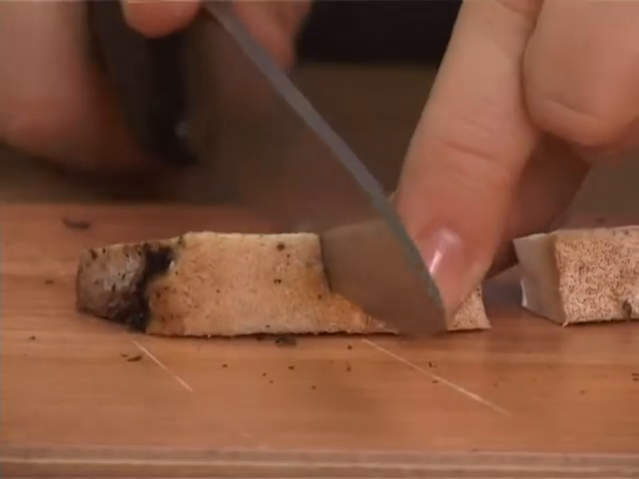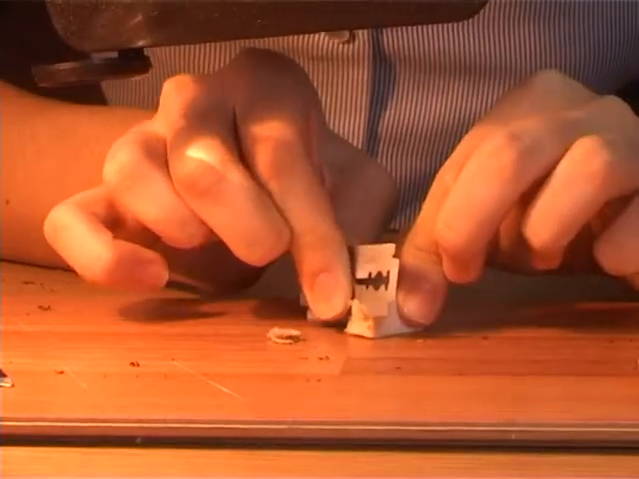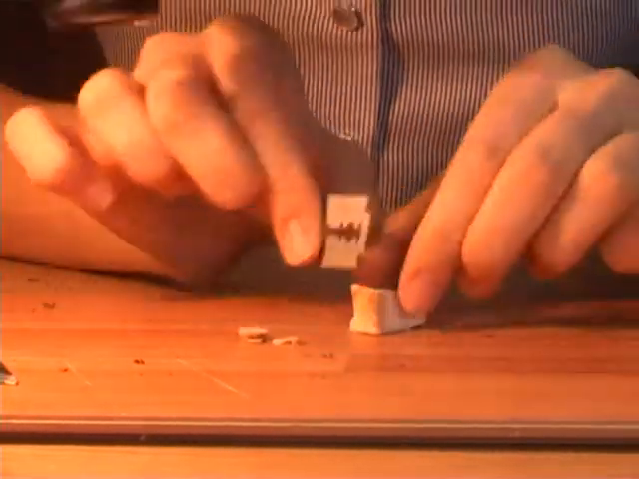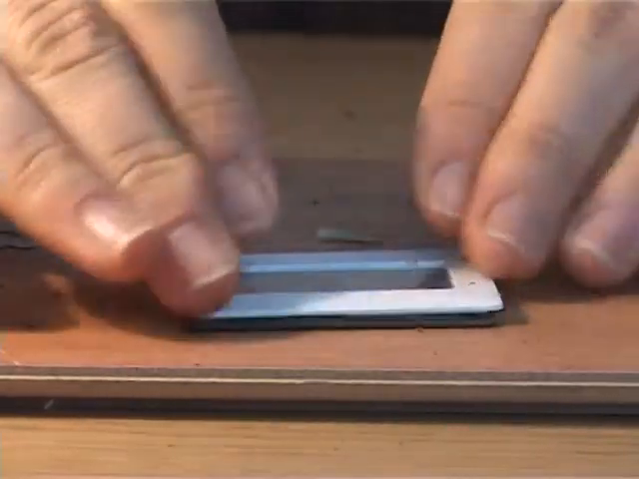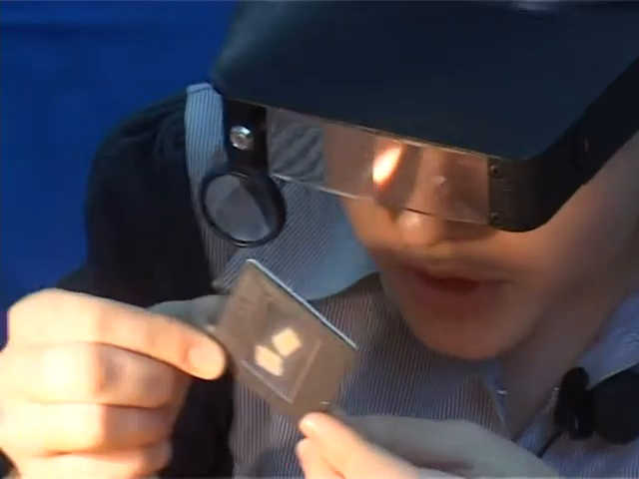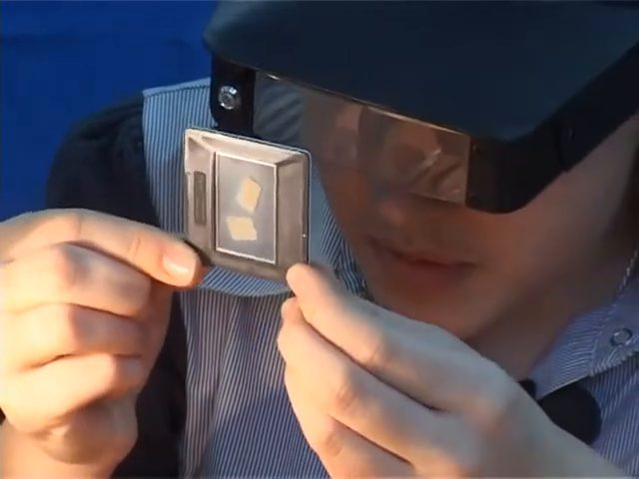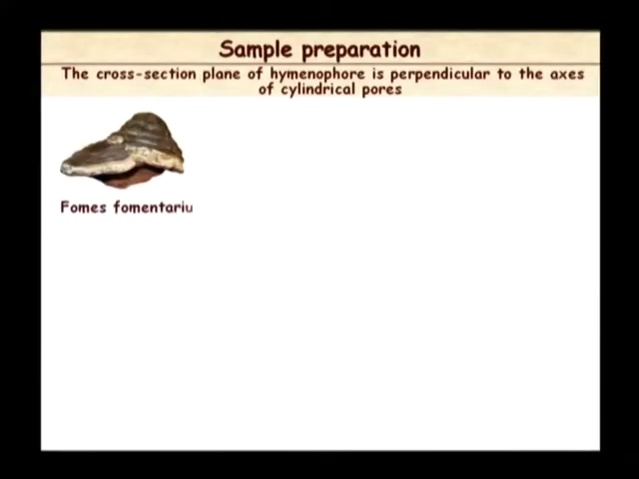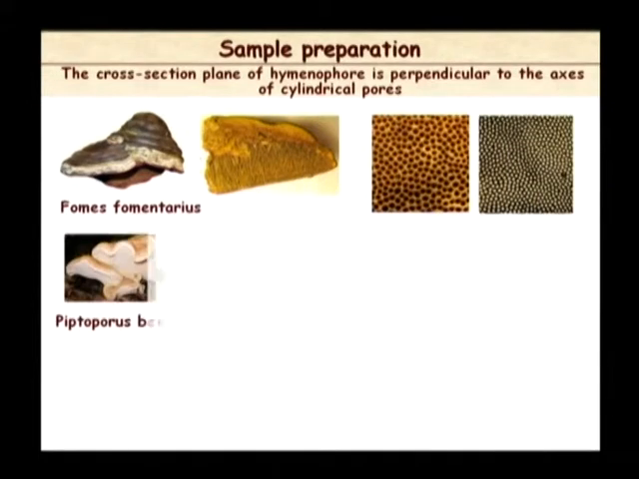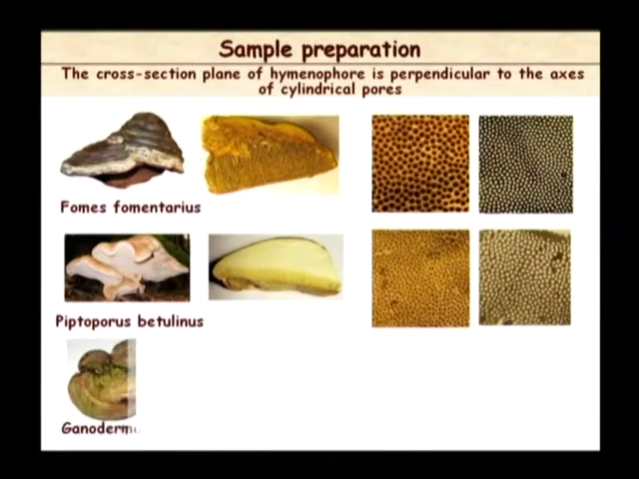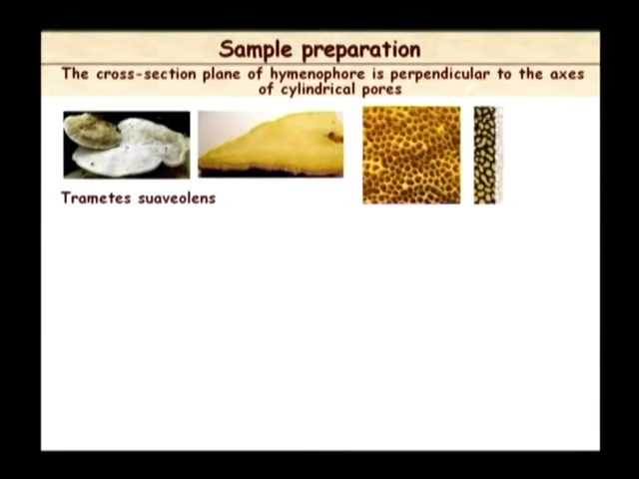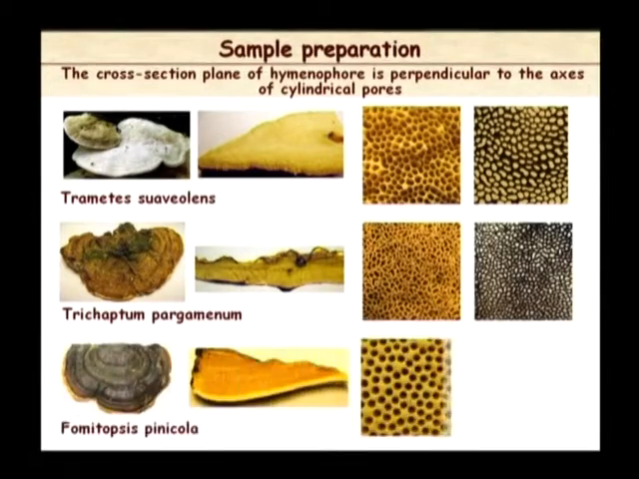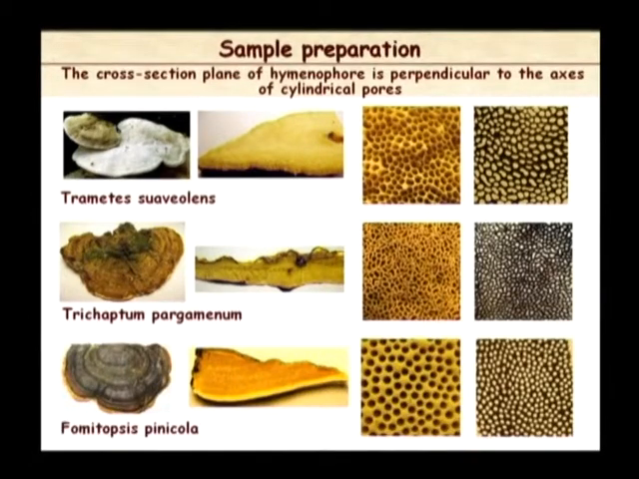One of the most important problems was to prepare a sample. The diffractometry technique can be used for examining only those polyporous fungi, the pores of which are almost cylindrical. That was the group of 6 species we have examined. The most difficult species to examine was Trihapton pergamenum. Its pores only vaguely resemble a circle.